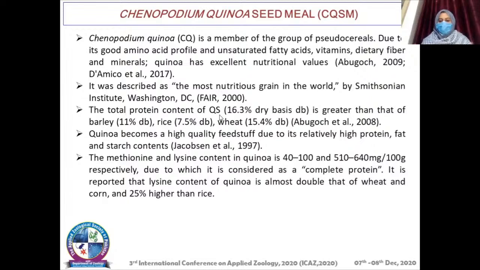Total protein content of quinoa seed is 16.3% dry basis, greater than that of barley 11% dry basis, rice 7.5% dry basis, and wheat 15.4% dry basis. Quinoa becomes a high quality feedstuff due to its relatively high protein, fat, and starch contents. Methionine and lysine content in quinoa is 40 to 100 and 510 to 640 milligrams per 100 grams respectively, due to which it is considered a complete protein. It is reported that the lysine content of quinoa is almost double that of wheat and corn and 25% higher than rice.